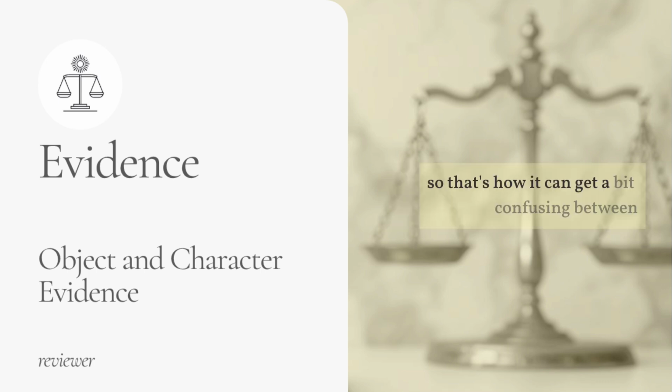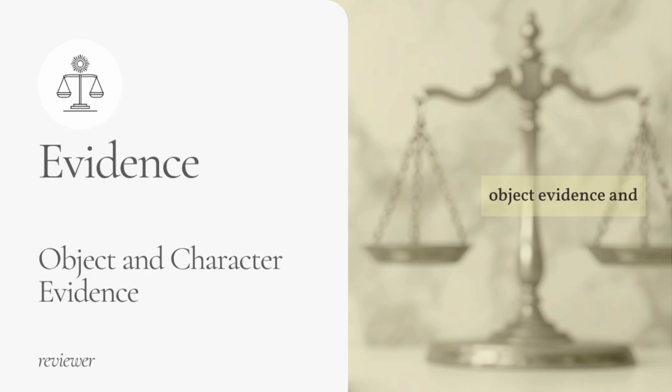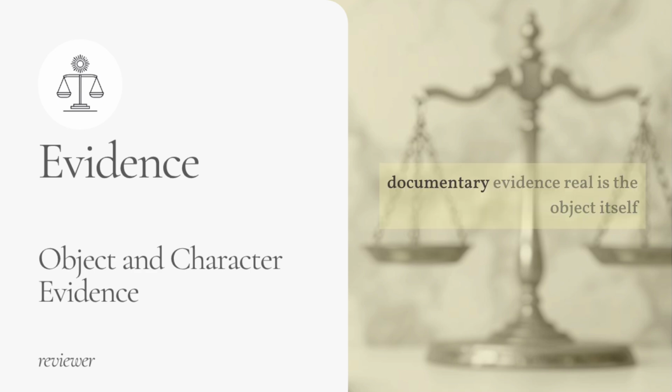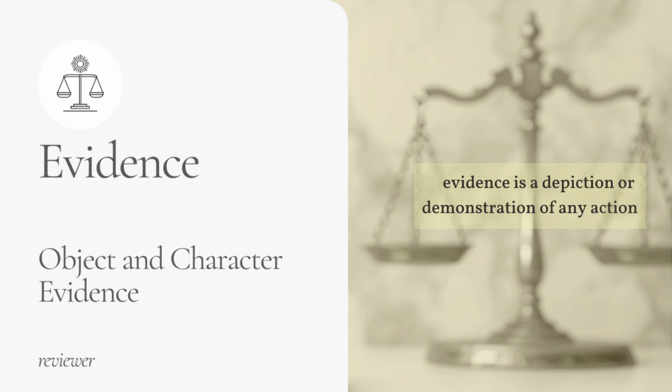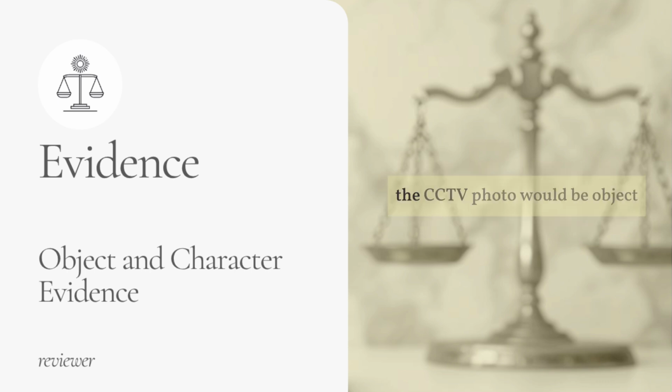So that's how it can get a bit confusing between object evidence and documentary evidence. Real is the object itself, so the gun or the drugs, and demonstrative object evidence is a depiction or demonstration of any action or object. So actually here, the CCTV photo would be object demonstrative evidence.